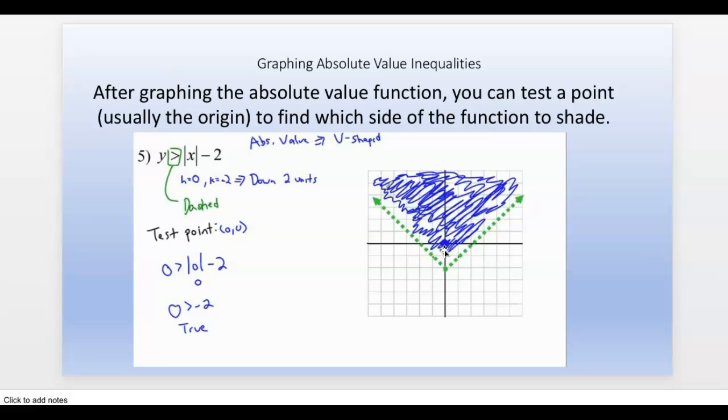If the point 0, 0 makes this inequality true, then make sure when you shade, the 0, 0 is included in the shading. If 0, 0 makes the inequality not true, then you would shade in such a way that the origin is not part of the answer.